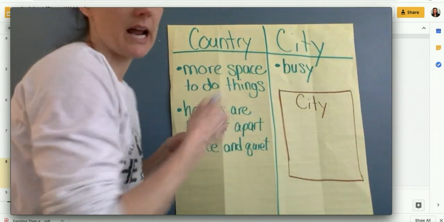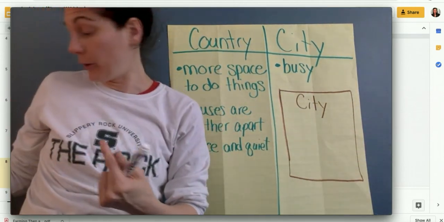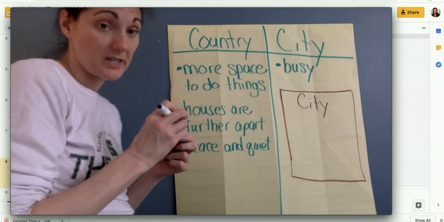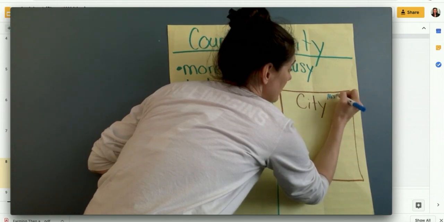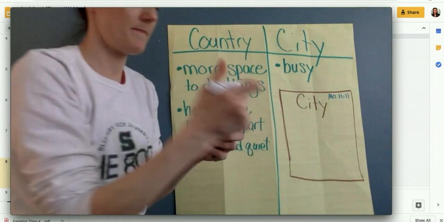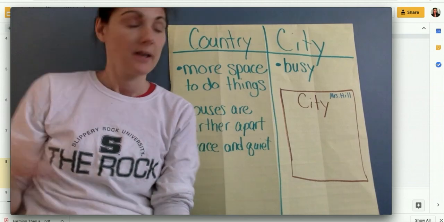But I'm writing city. I'm also going to write, and this I am going to write in blue because you all need to write your name like I'm doing right now too. So I'm going to write Mrs. Hill, and you're going to write your name at the top so we know whose paper this is.